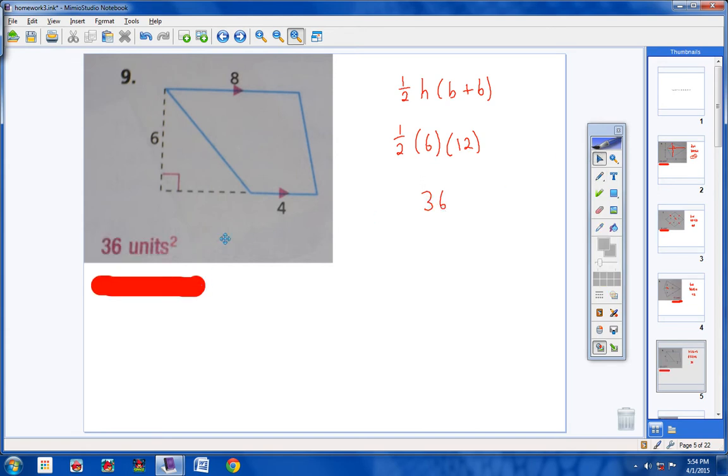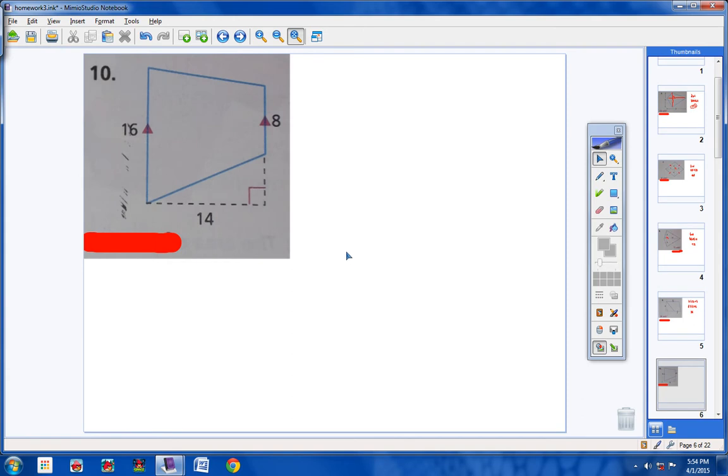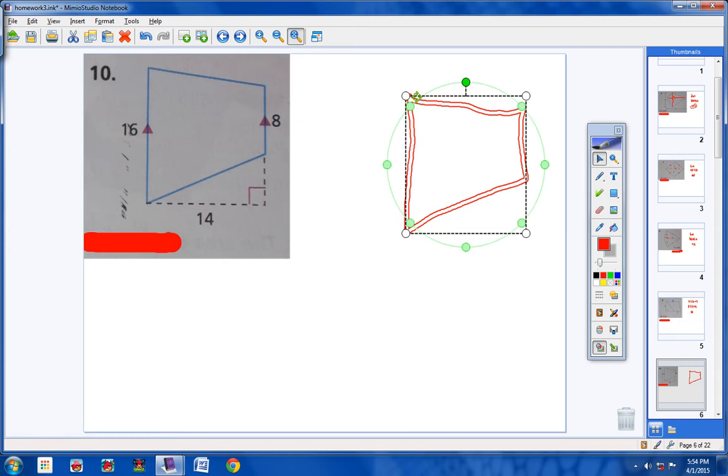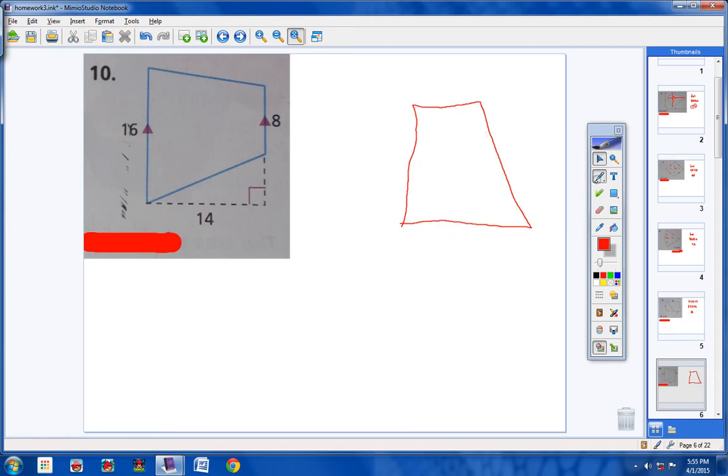Number 10 is also a trapezoid. If it helps you to turn these figures, then do that. A lot of you probably don't need to, and that's fine. Some of you do, and that's fine. Nothing wrong with doing that if you need to. So let's turn this so that our bases, our parallel sides, are running horizontally.